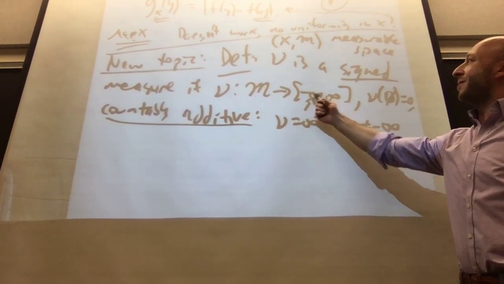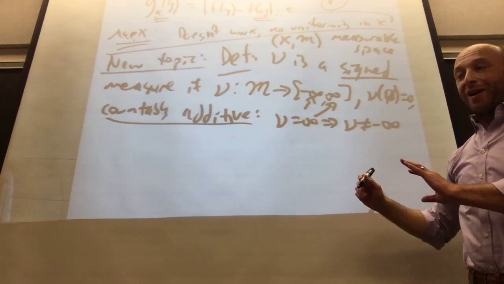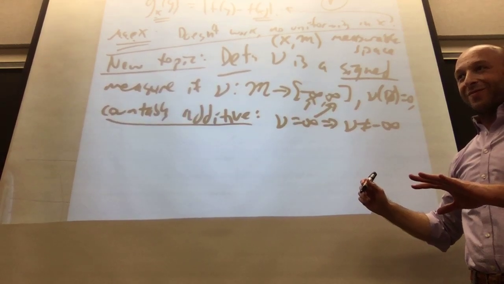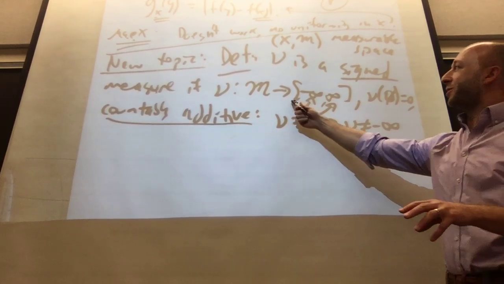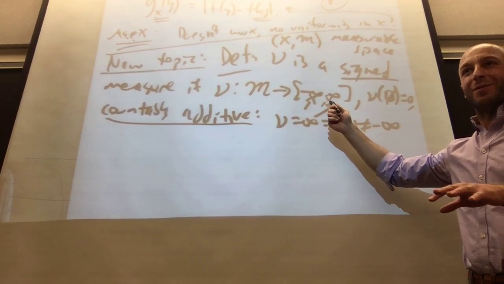Okay? But I don't want to be in a position where I'm taking infinity minus infinity. That has no definition. 0 times infinity I have no problem with. That's 0. A set of measure 0 times the value infinity, no problem, that's 0.